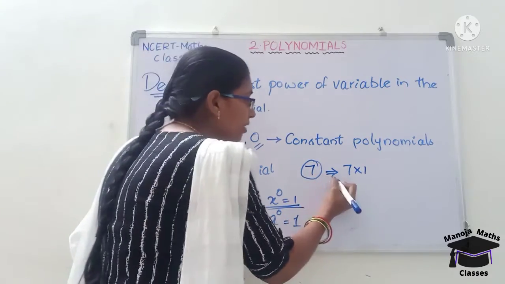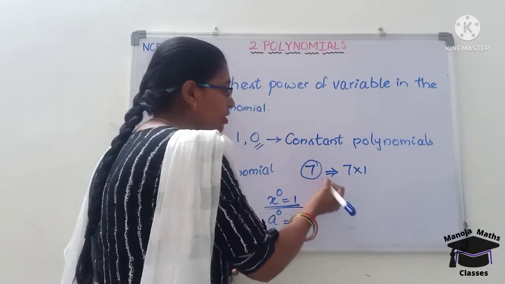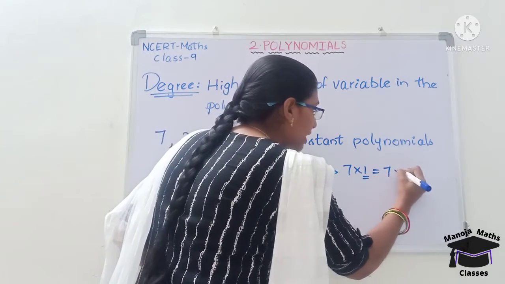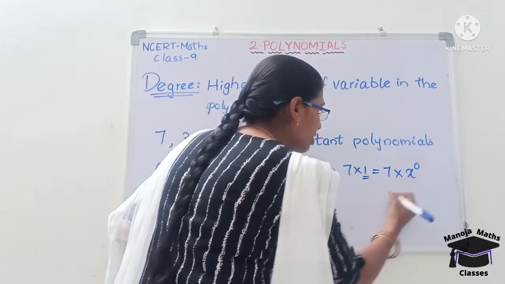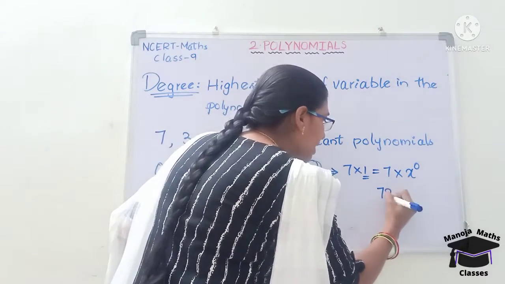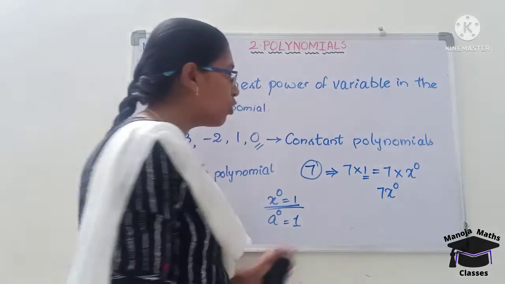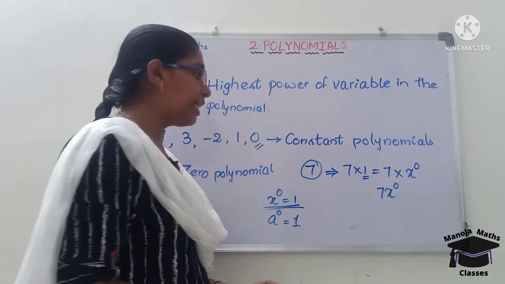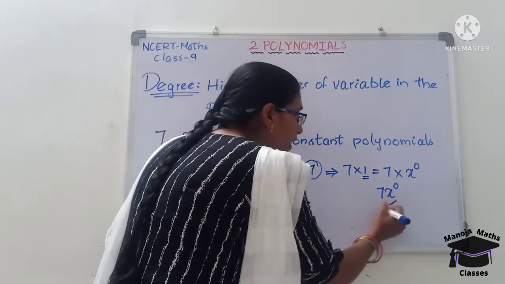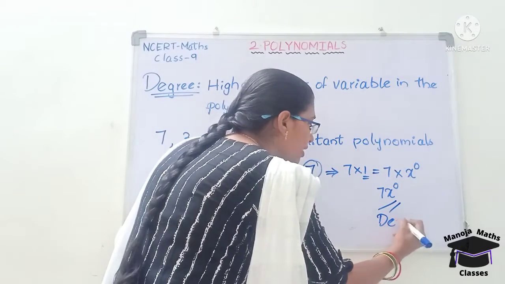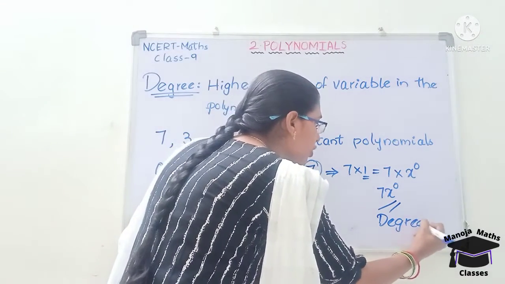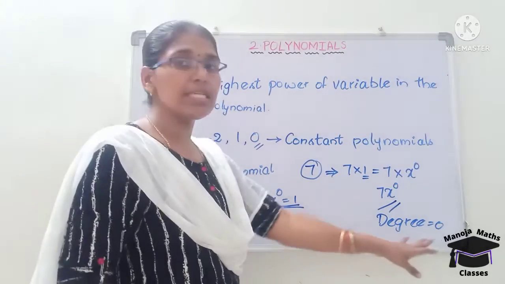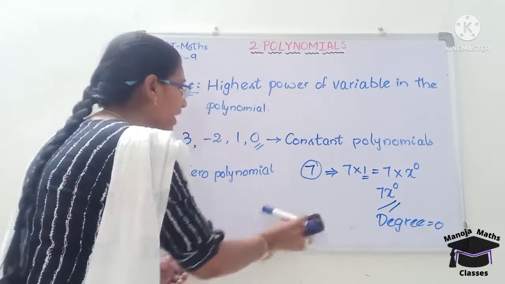So children, how can you write constant 7? 7 can be written as 7 into 1. This 1 can be written as x power 0. So 7 can be written as 7x power 0. Now you have one variable x here. What is the exponent of x? It is 0. So the degree of this constant will become what, children? 0. So the degree of constant polynomials is 0. So let me explain again, children.